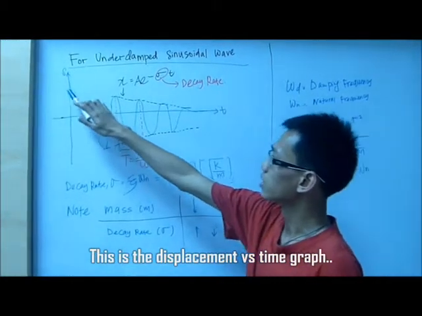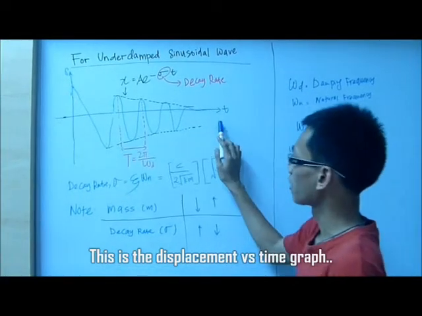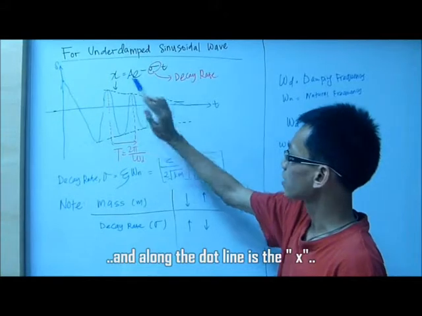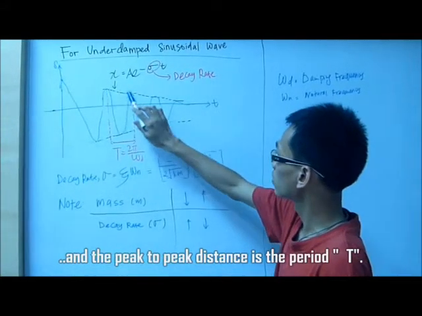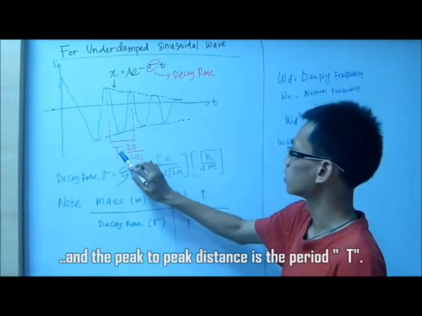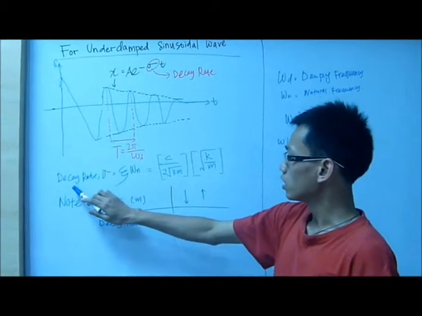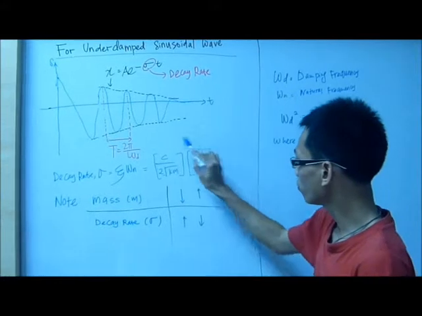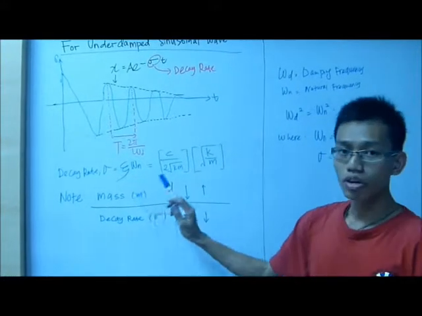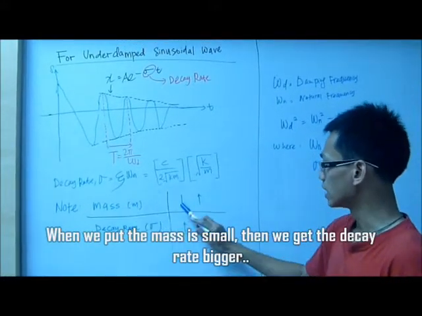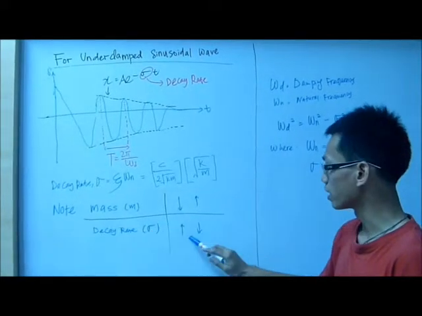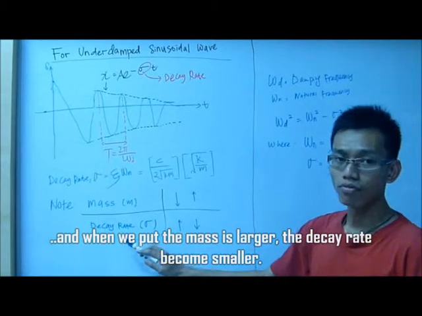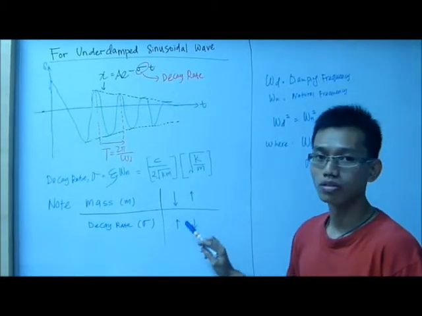This is the displacement versus time graph, and along the dotted line is the envelope, and the peak to peak distance is the period T. The decay rate sigma equals epsilon times omega n. From this formula, we can find that when the mass is small, the decay rate is bigger. When the mass is larger, the decay rate is smaller.